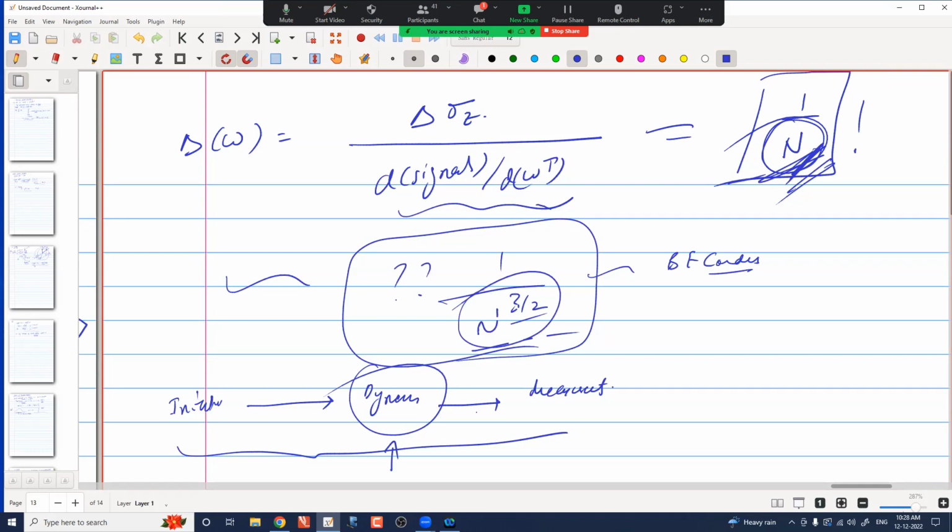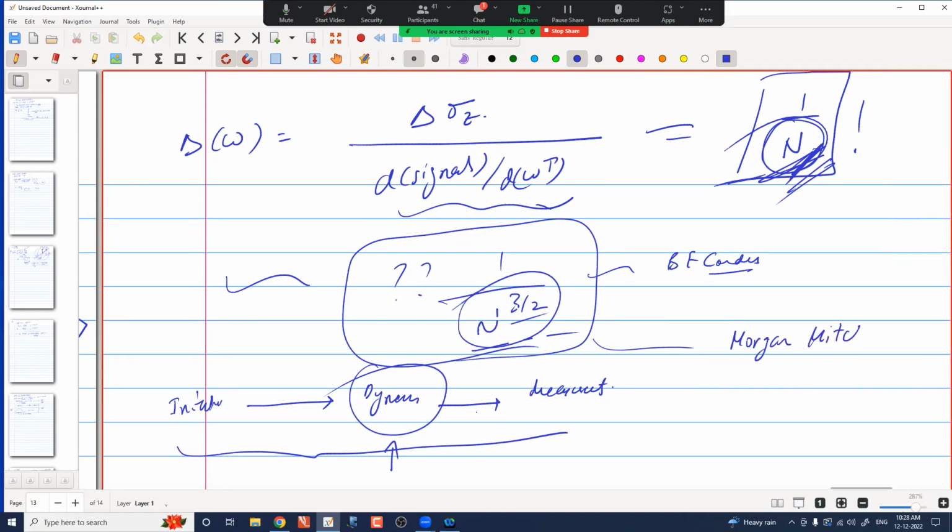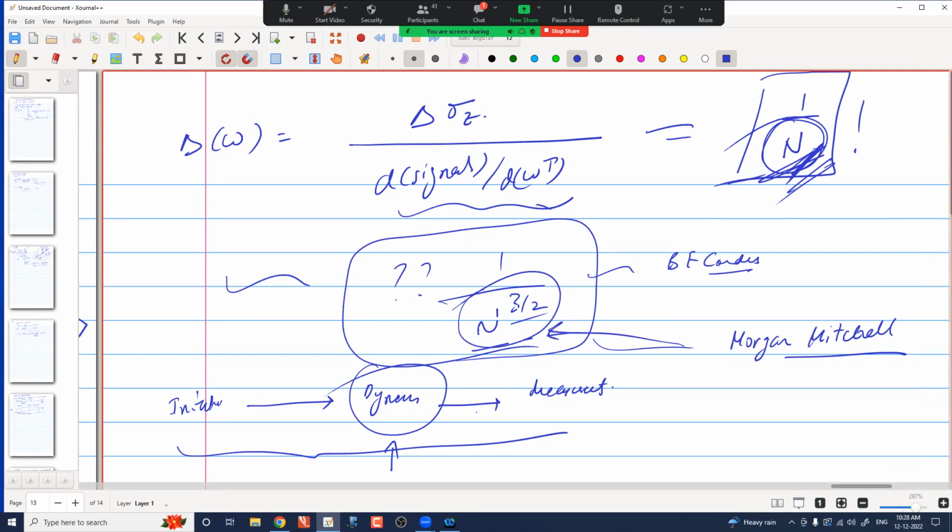That was the framework. Well, yeah, that's a good question. I think you should check out the papers by Morgan Mitchell. These guys probably did the first experiment of N^(3/2). Yeah, any other questions?